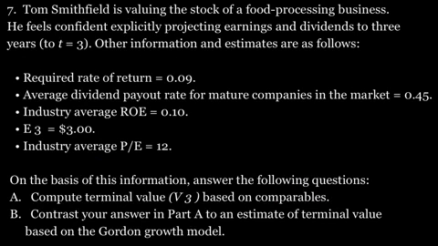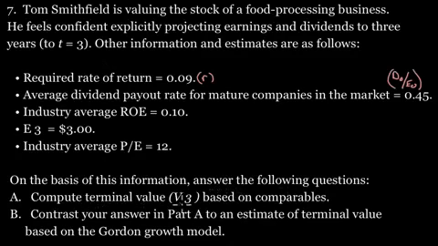Tom Smithfield is valuing the stock of a food processing business. He feels confident explicitly projecting earnings and dividends to 3 years. Other information and estimates are as follows. Required rate of return, 0.09, so that is my R. Average dividend payout rate for mature companies in the market, 0.45. To put that in a way that we're familiar, that's D naught over E naught, 0.45. Industry average ROE, 10%. E3, $3. That's earnings in year 3, $3. Industry average PE is 12. On the basis of this information, answer the following questions.